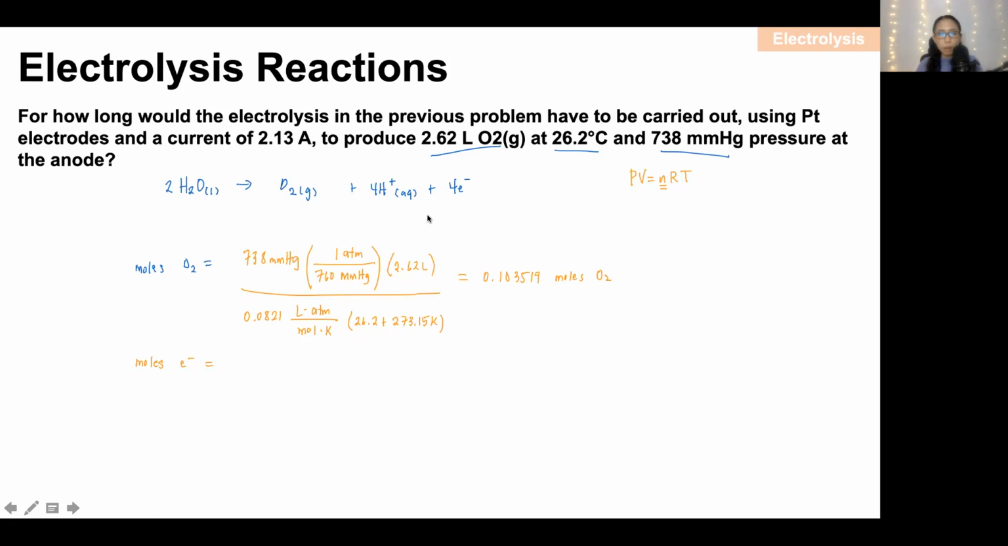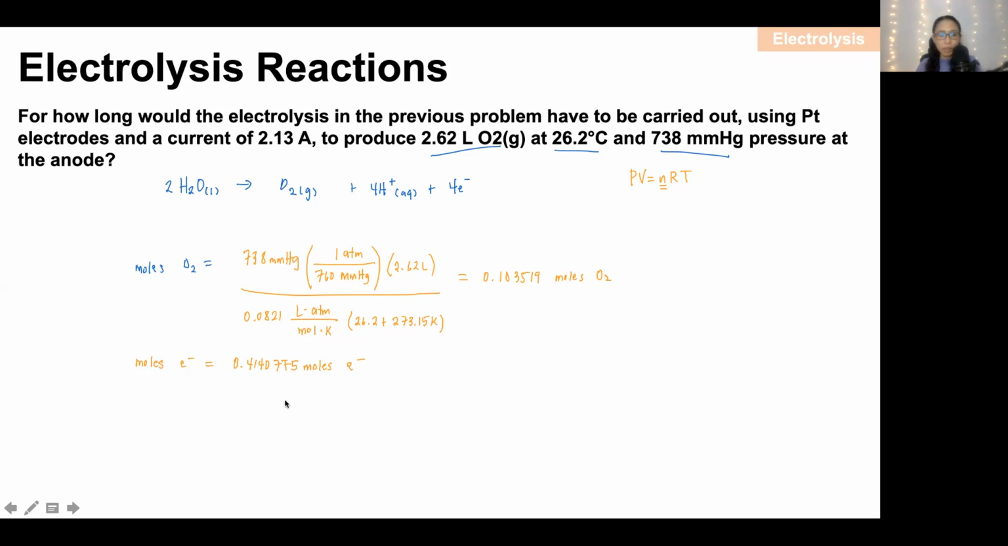So according to our balanced half reaction, for every mole of oxygen, you have 4 moles of electrons involved. So we need to multiply this by 4. So we have 0.41407775 moles of electrons. So now we can finally use the formula.